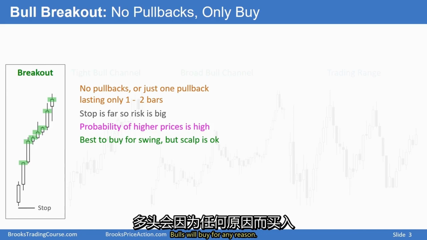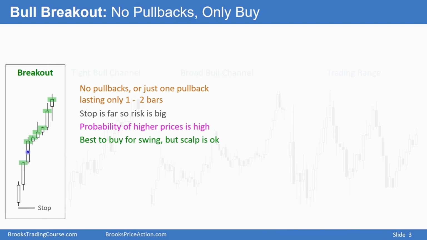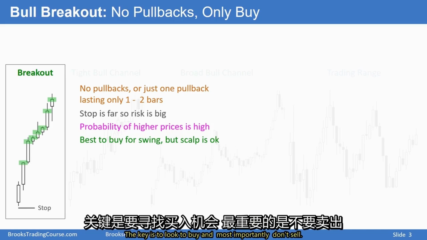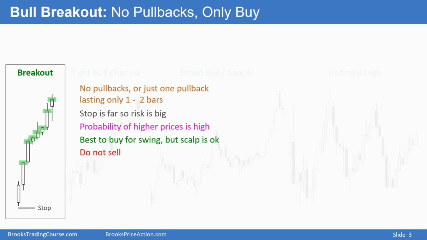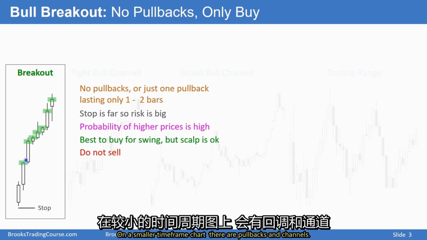Bulls will buy for any reason. They'll buy the close of bars. They'll buy at the market. They'll buy above bars. It doesn't matter. The key is to look to buy, and most importantly, don't sell. Do not sell. On a smaller time frame chart, there are pullbacks and channels.